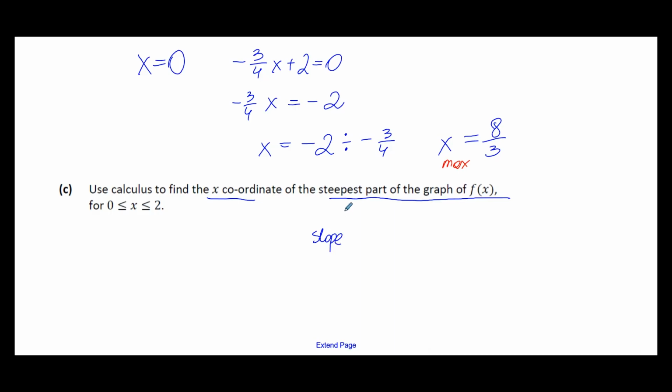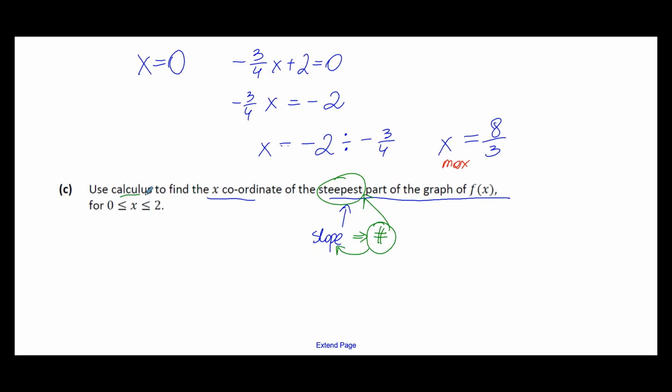So how does the slope connect to the steepness of a line? It connects: the bigger the number of the slope, the steeper the slope. So this is a bit of knowledge that we need. Basically, the bigger the number of the slope, the steeper the line is. Okay, so that means I am looking for the maximum value of the slope, isn't it?